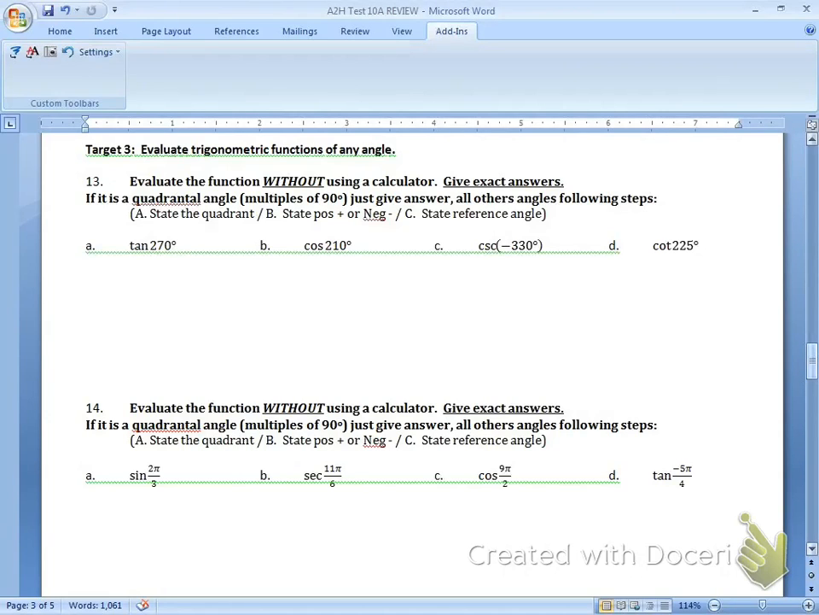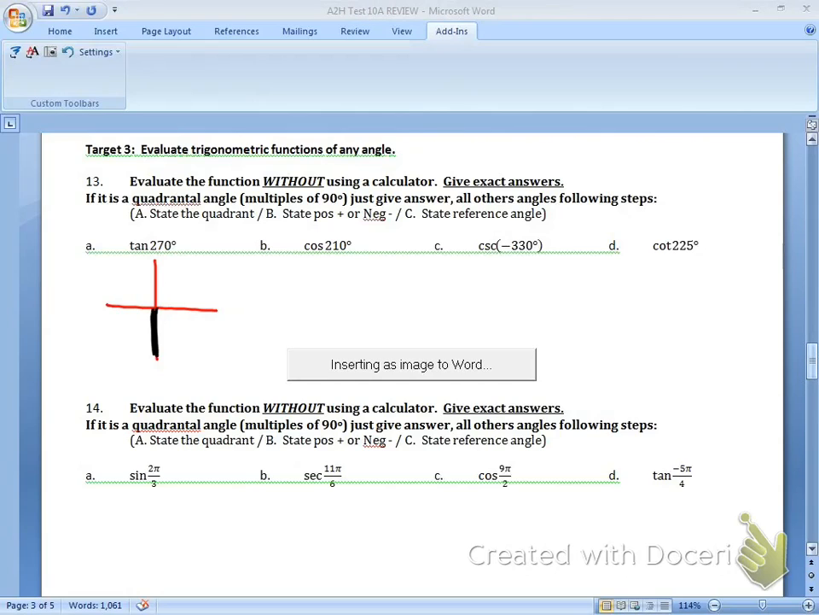So tangent of 270. So 270 is straight down. And tangent is opposite over the adjacent. Well, oh, man almighty. Here's pause again.